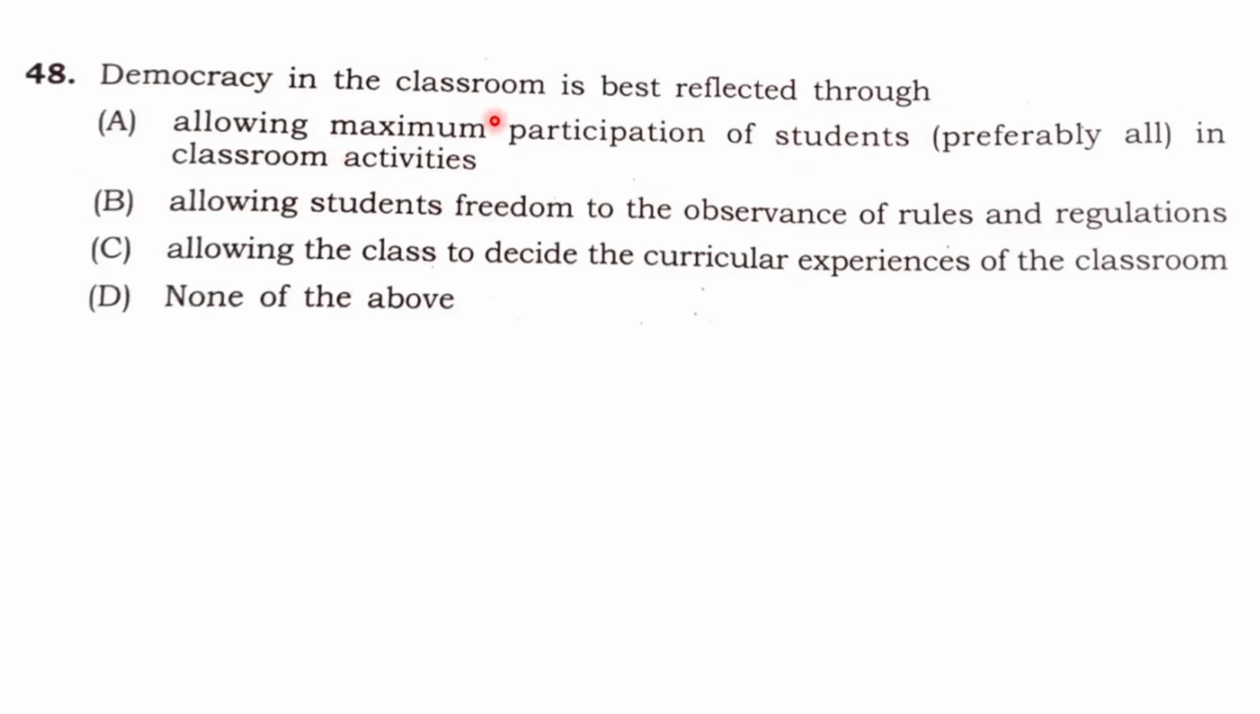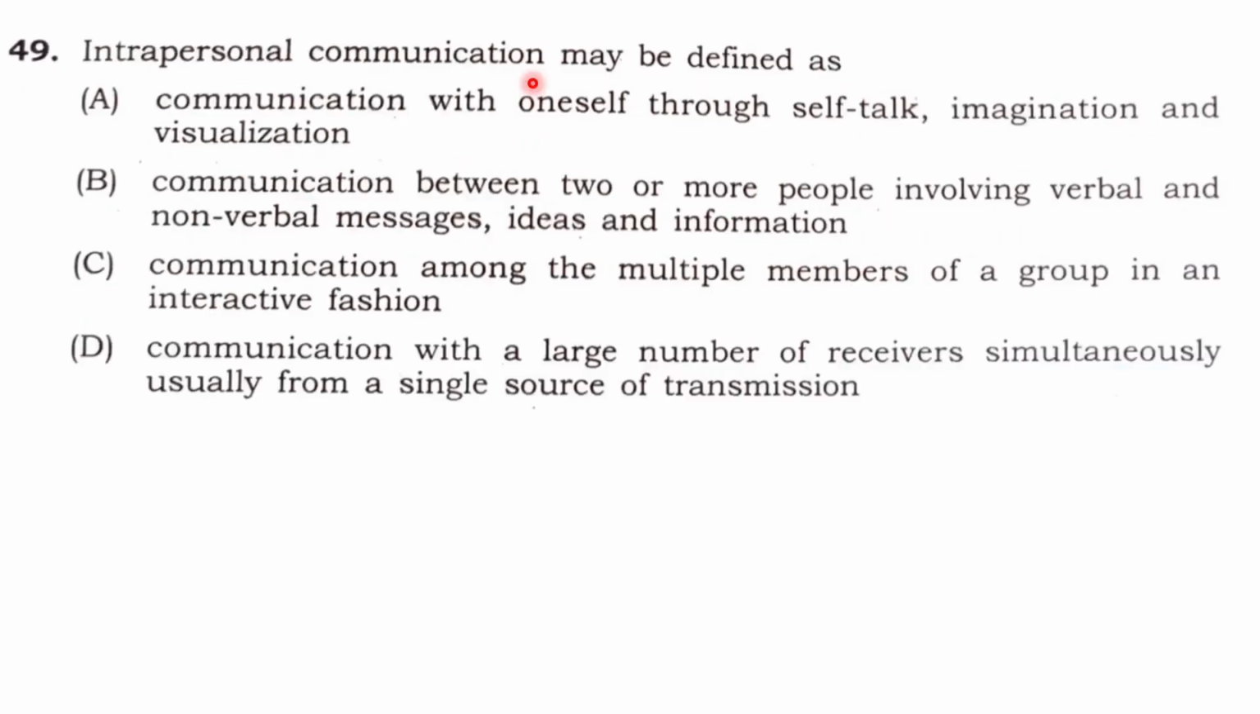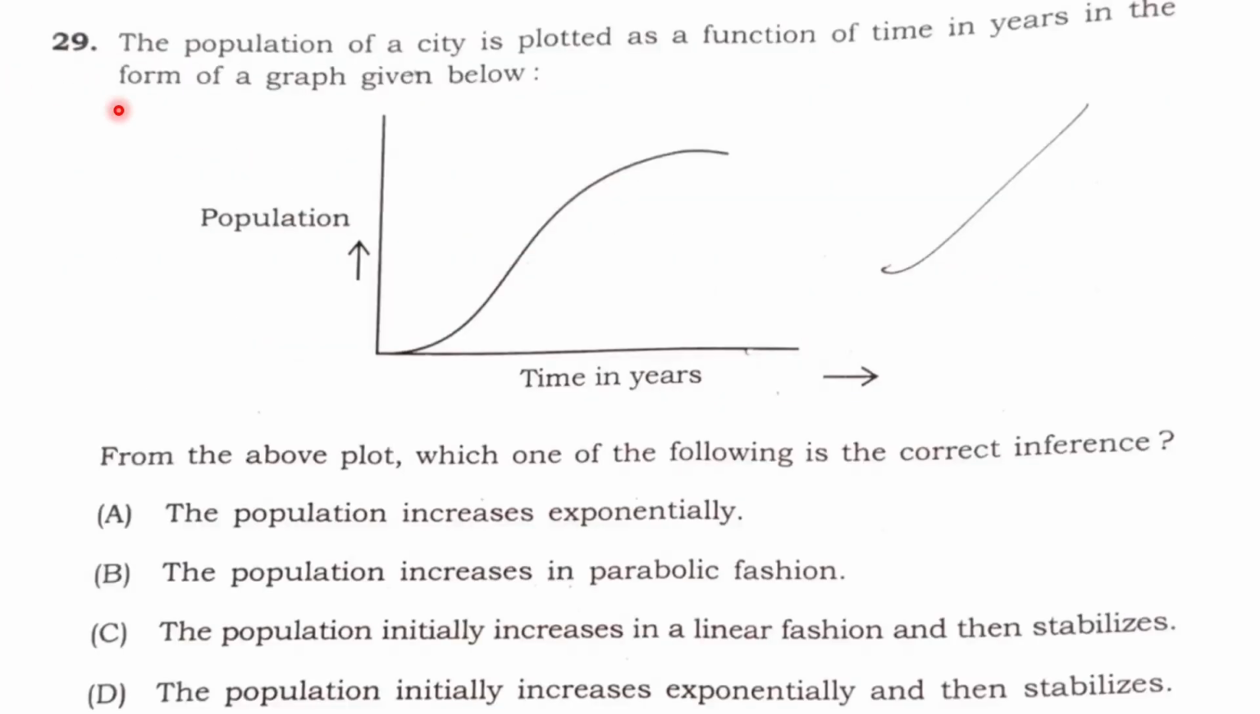Next, democracy in the classroom is best reflected through allowing maximum participation of students in classroom activities. So with the help of this, democracy in the classroom is reflected. Intrapersonal communication: here the term is intra, not inter. Inter means between two people, intra means within one. So B, C and D are between two, multiple or a large number of people, so all these three are inter, while A is with oneself, so it is intrapersonal. So 49A is the correct answer.